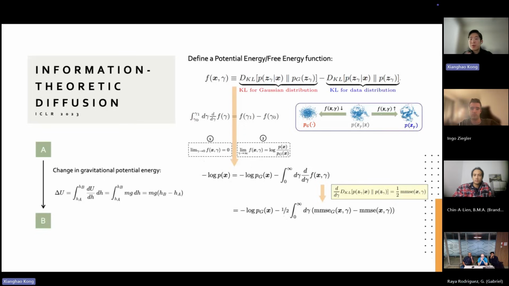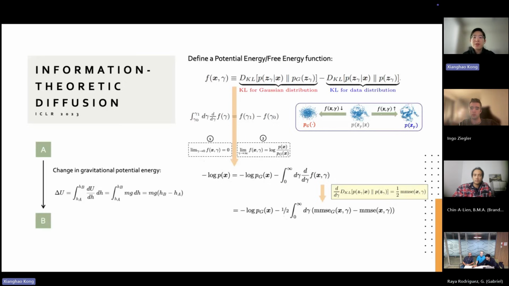I'm sorry, could you repeat the question? Because the Gaussian is only defined at specific values of lambda, right? For small values of lambda. Yes, that's right. I'm sorry, of gamma. Is it not working with the mic? Can you hear us now? Yes, I can hear now.